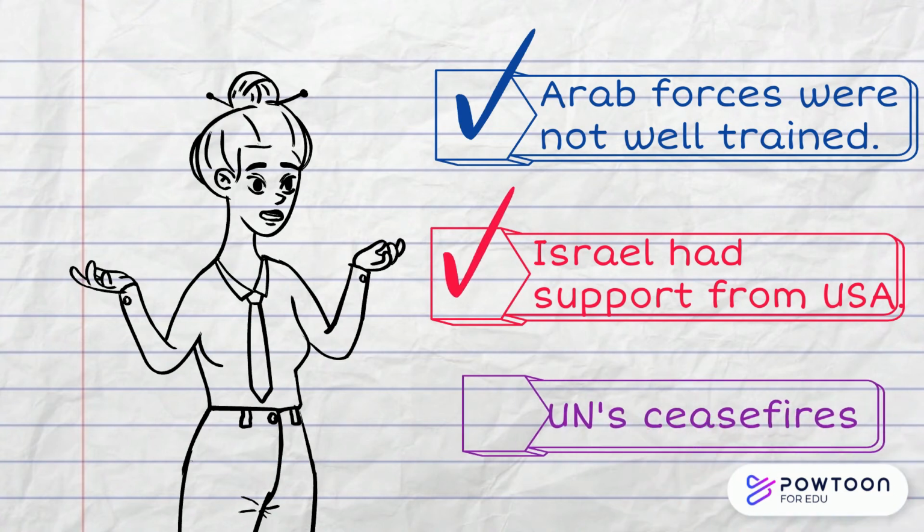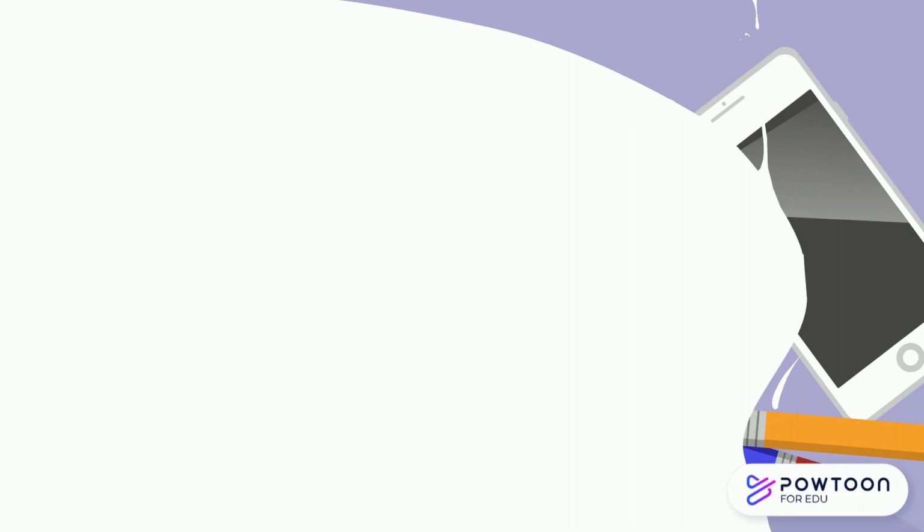The UN ordered ceasefires at different moments in the war. The Israelis used the ceasefire to get new weapons and develop new plans. The Israelis also broke the ceasefire several times so they could attack by surprise.